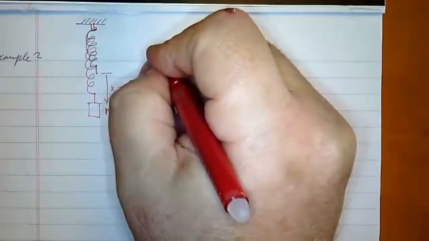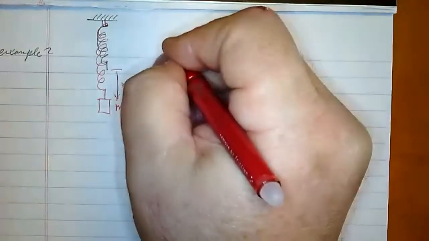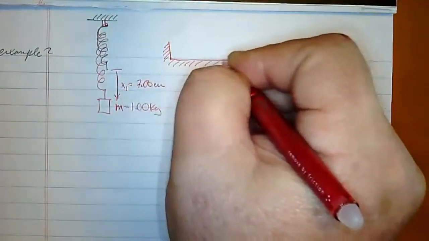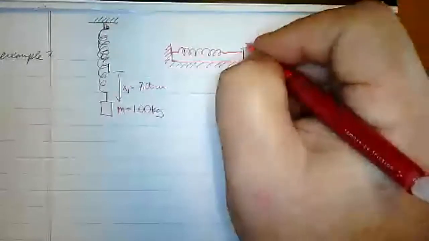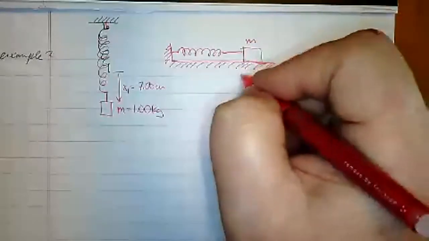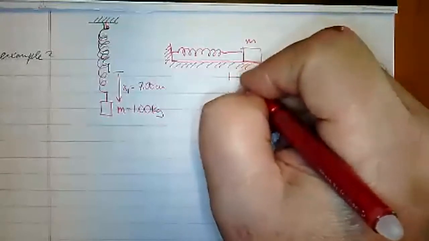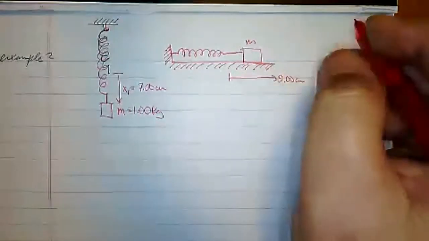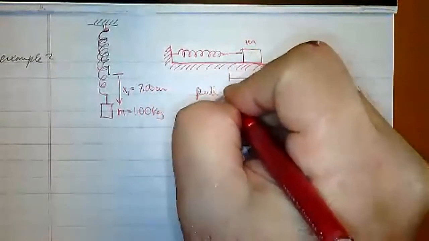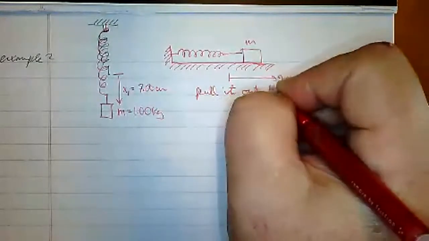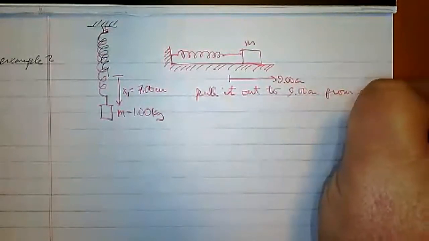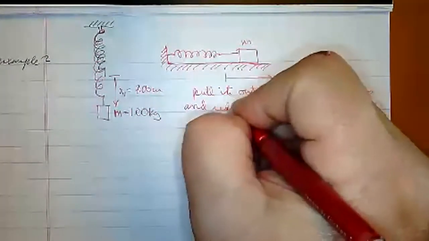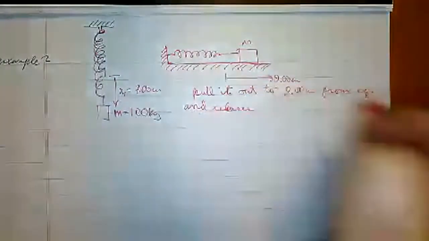Okay, now I'm going to take that same mass and that same spring, and I'm going to lay them on a nearly horizontal frictionless surface. It's going to be horizontal, but it's going to be a nearly frictionless surface. And it's still that same mass. And I am, in fact, going to pull it out from its equilibrium position to, let's say, 9.00 centimeters and let it go. So pull it out to 9.00 centimeters from equilibrium and release. Oh, I left off an E in there. I'll put it right there. Okay, and release.